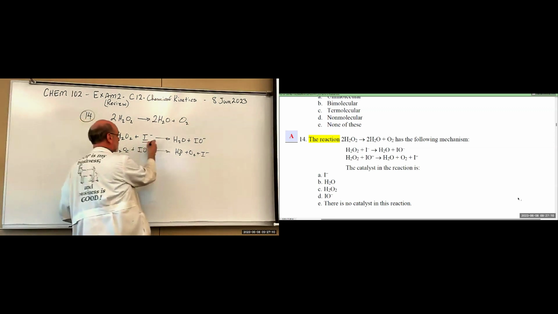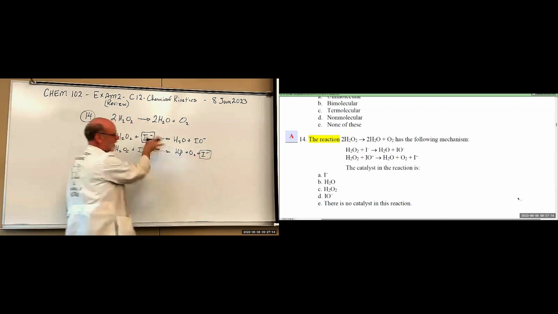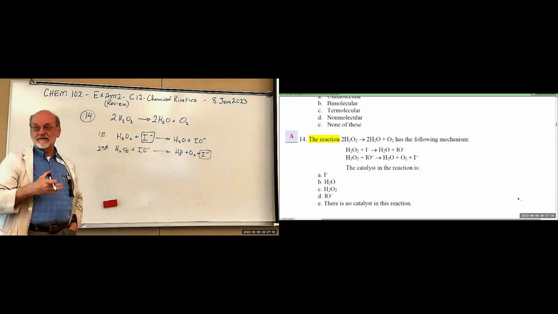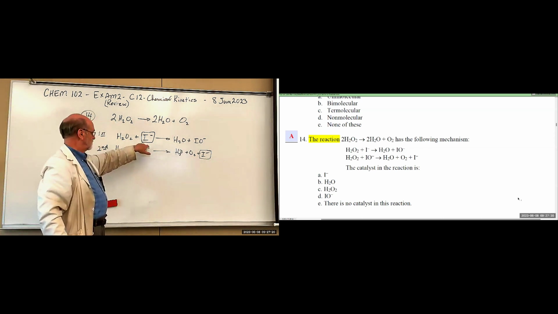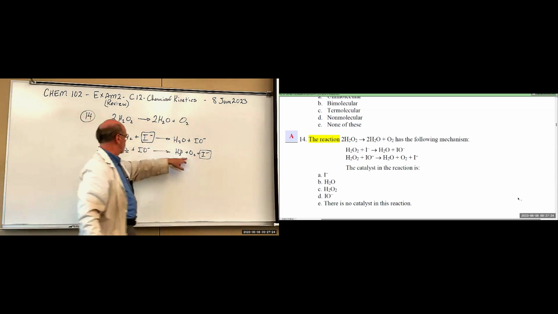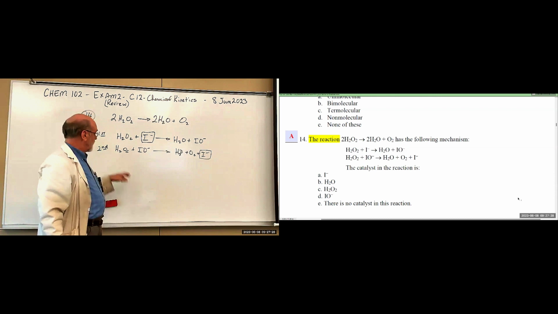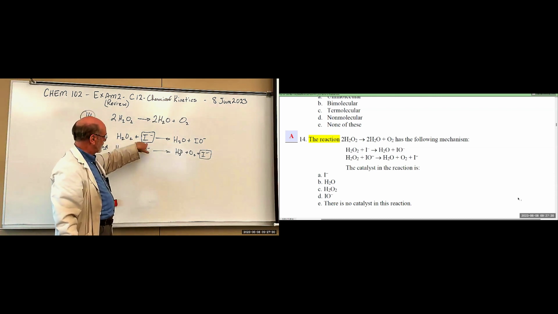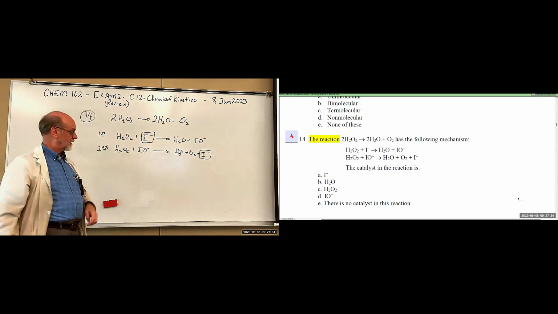This is the catalyst. Now, is this heterogeneous or homogeneous? I didn't write the phases in there, right? So this is going to be in aqueous solution, all of these in aqueous solution, except this one's going to come out as a gas. But the reactant and the catalyst are in the same phase. It's a homogeneous catalyst. Okay.